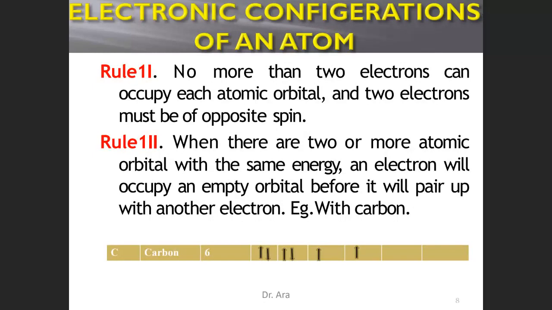Rule 3, when there are two or more atomic orbitals with the same energy, this is the one thing that sometimes we need to consider when we talk about paramagnetic, diamagnetic. So if we have two or more atomic orbitals of the same energy, the electron will occupy an empty orbital before it will pair up with another. When they are the same energy, they will look for which orbital is empty, and they will try to fill up the empty one first and then consider the pair up. For example, the carbon.